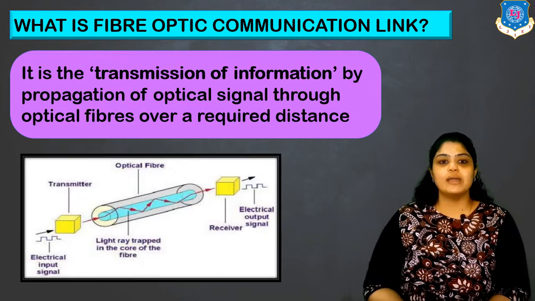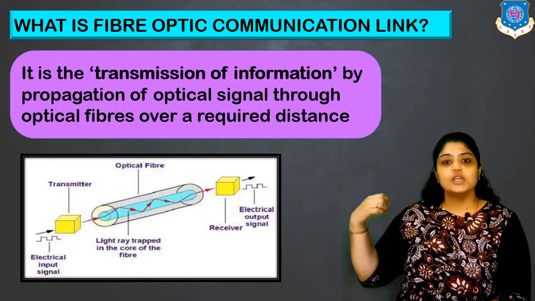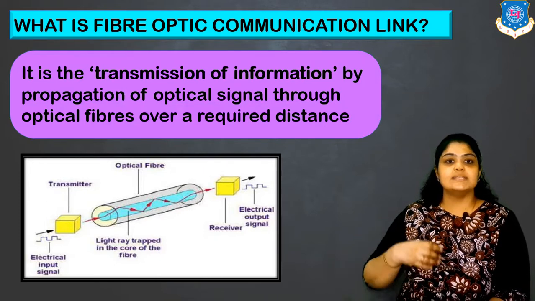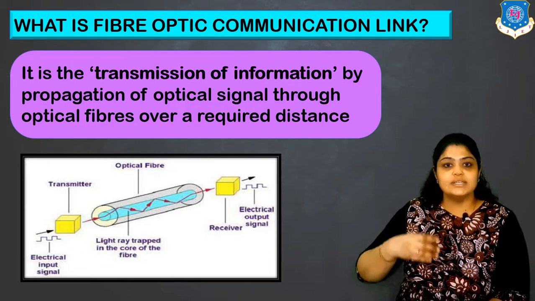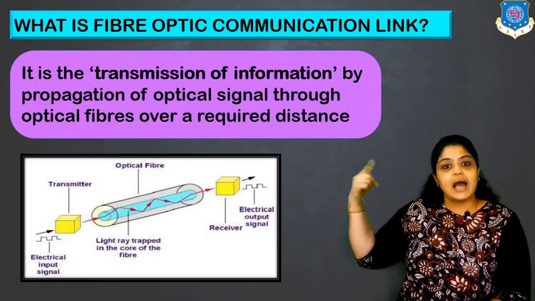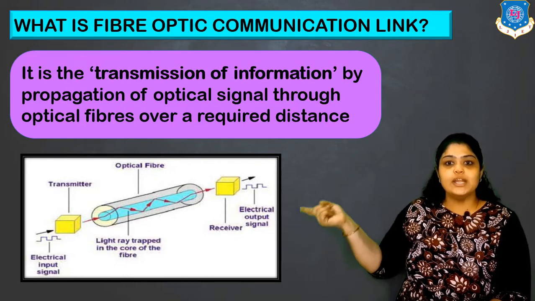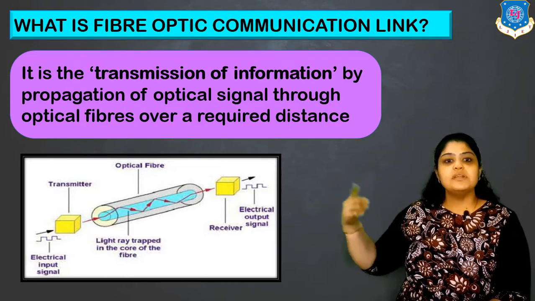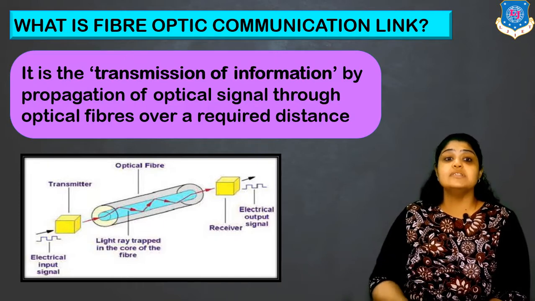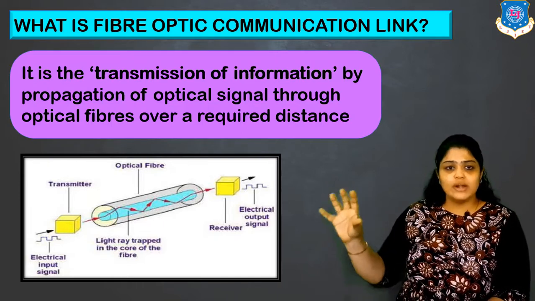This is how fiber optic communication takes place. You can see a transmitter. So your electrical signal is given to the transmitter, which converts it into light. This light propagates down the cable. Outside the cable, at the output end, you have a receiver. And from the receiver, we get back the electrical signal, the signal which we were supposed to send. So this is a broad idea.